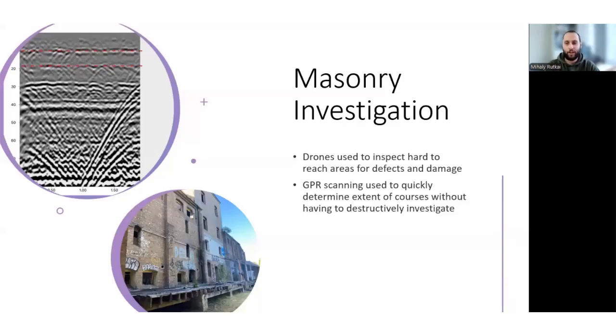The speed and efficiency of being able to just ground penetrating radar scan a masonry wall to gather this information about courses and cavities meant that destructive drilling could be minimized in this heritage building, speeding up investigation works. Drones were also used to assess the condition of the masonry in areas that were hard to reach, thus cutting down even further on time and cost.